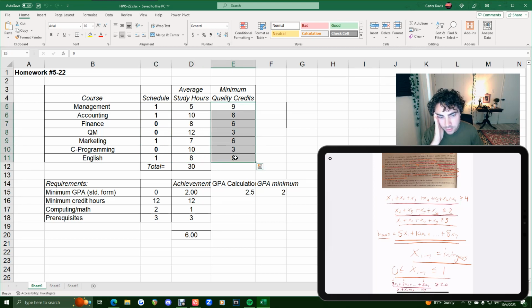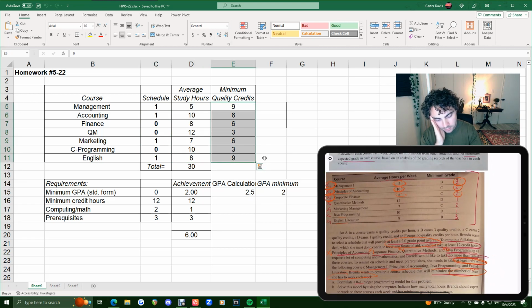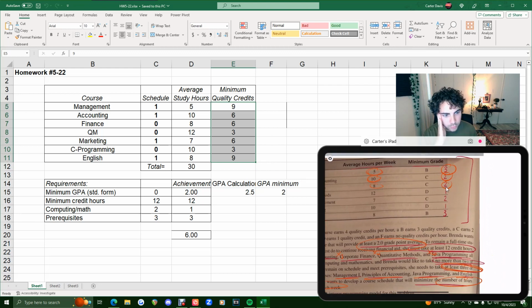Minimum quality credits, all they've done here is just multiply what we had with the 3, the 2, the 2, and so on. They multiplied them by 3 because technically 3 is the number of quality hours you get per credit. And so if each class is 3 credits, then they multiplied all these values by 3. In my opinion, it's a little unnecessary because all the classes have the same number of credit hours. So because they're all 3, you don't need to worry about them all being 3.